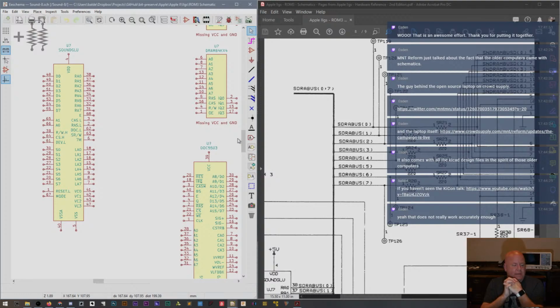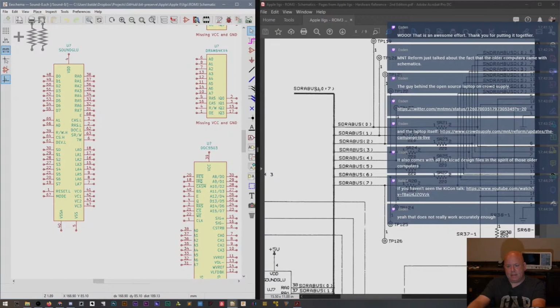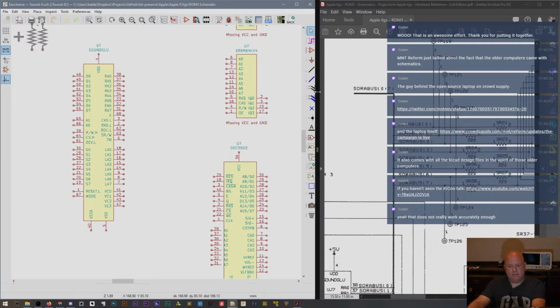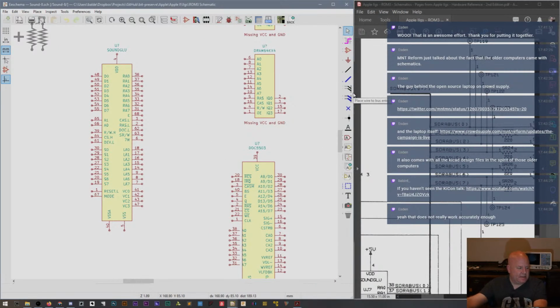Oh, the open source laptop. Oh, okay, I know who you're talking about now. Yeah, I was just looking at that. Why was I just looking at that the other day? All right. Thanks, Babin, for sharing the KiCad talk.